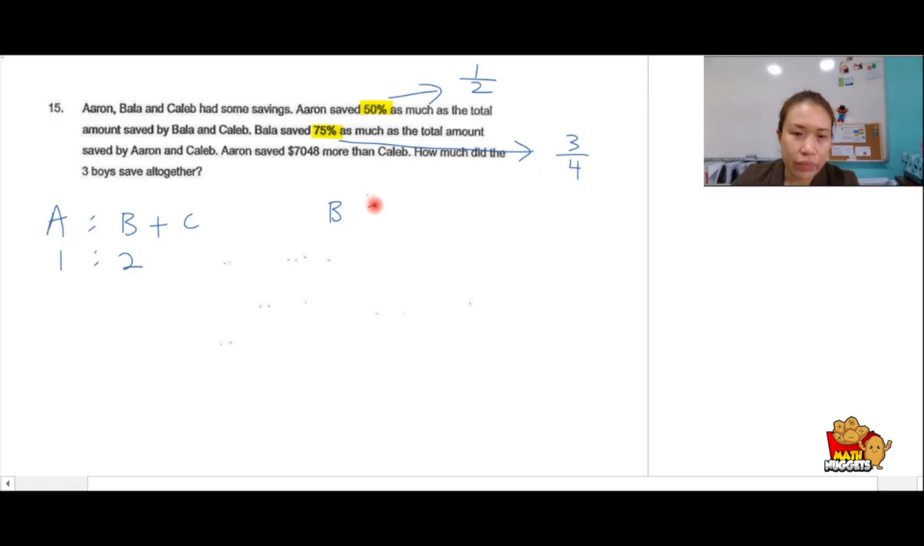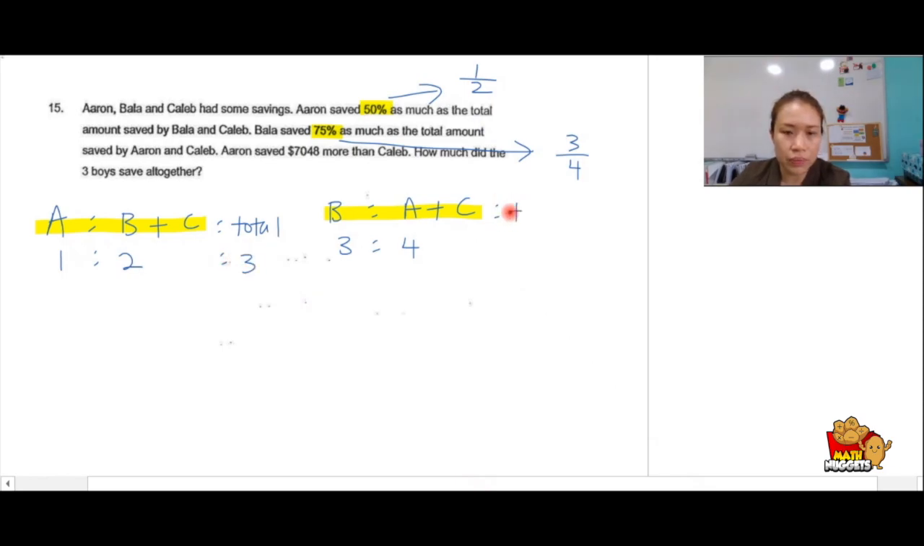Next, we have Bala saved 3/4 as much as the total amount saved by Aaron and Caleb, which is 3:4. Now, if you notice over here, you have A, B, and C. Your second ratio, you also have A, B, and C. This is an unchanged total question. So let's put a total column. Because A, B, and C are all repeated, it's the same total.